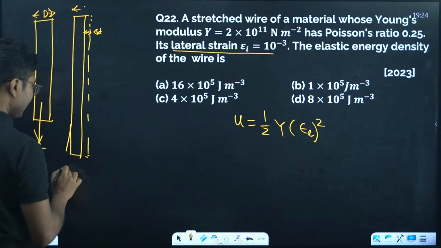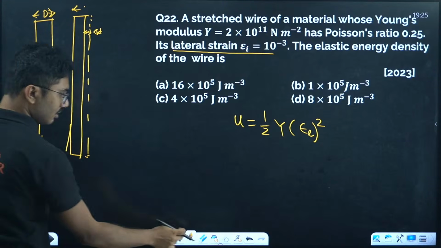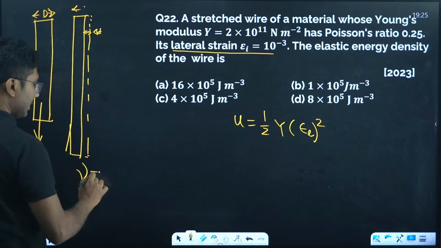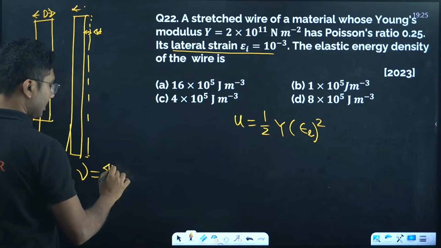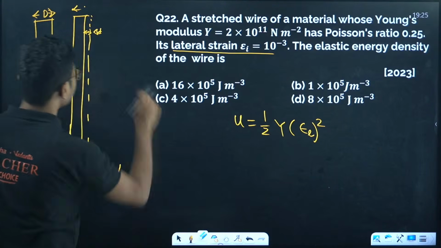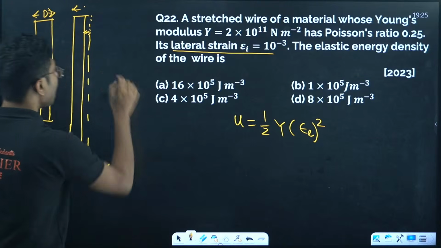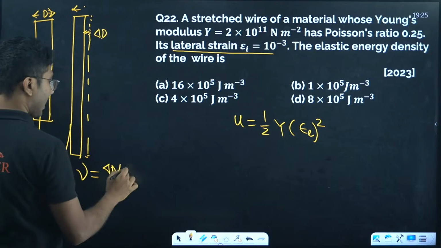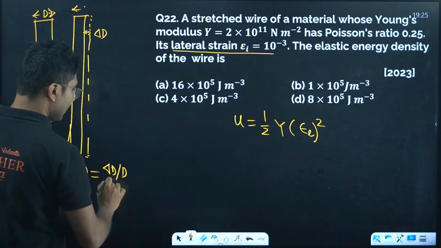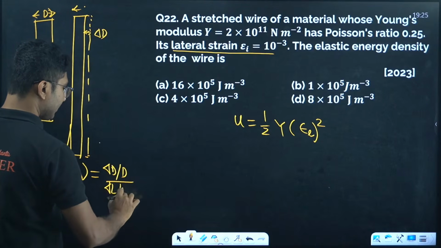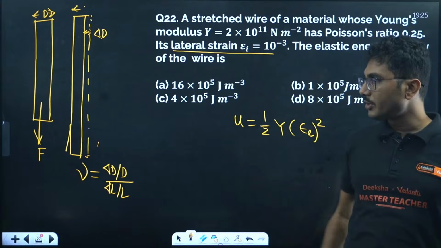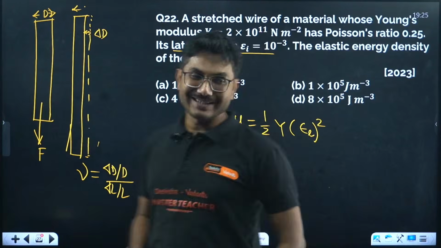Poisson ratio is given by this symbol, delta D by D, that is the change in its diameter, divided by the change in its length. Change in its length we have used, right? Change in its length we have used in the case of Young's modulus. So this is a new quantity and there is a negative sign here.